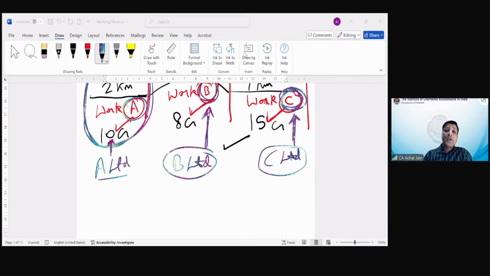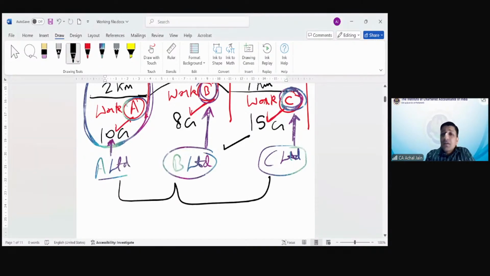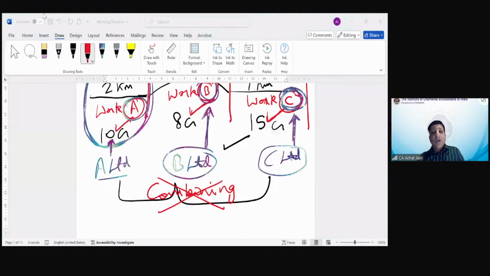And therefore, this element of combining will go away. Yes or no? Because if you combine these three, for different entities, how can you combine and recognize revenue? Not possible. So the moment you have this situation, this combining aspect that we discussed will go away. Theoretically as well as practically, that is not possible. So that element will completely go away, and that sort of situation will not arise.